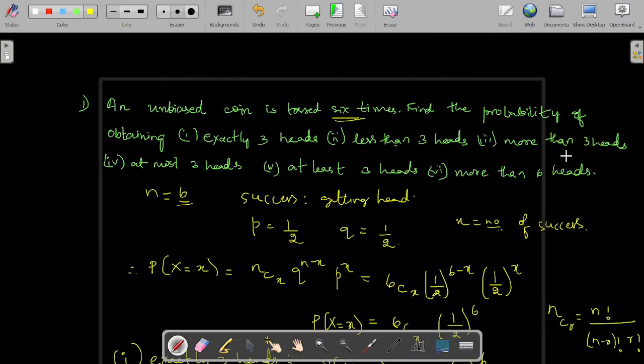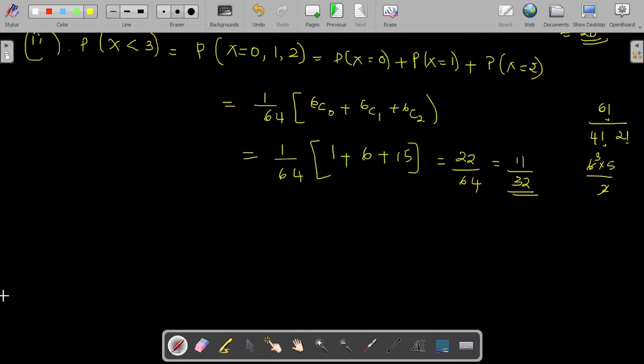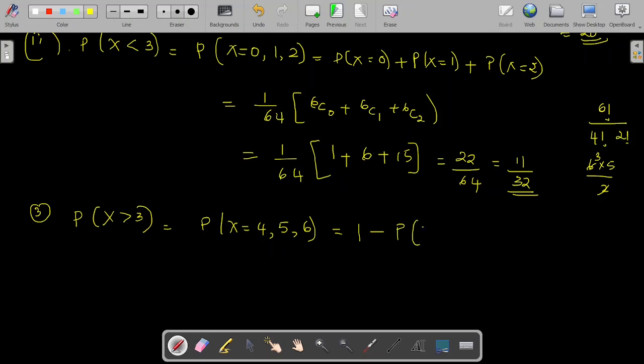Okay. More than 3 heads. So more than 3 heads means the third question now. Probability of x is greater than 3. So greater than 3 means probability of x equal to 4, 5, 6. Probability of getting heads more than 3 means 4, 5, maximum 6, because there are 6 trials. So this is the same as 1 minus the probability of x equal to 0, 1, 2, 3. Because the total probability is 1, over 0, 1, 2, 3, 4, 5, 6. If you subtract this from 1, you will get the value.